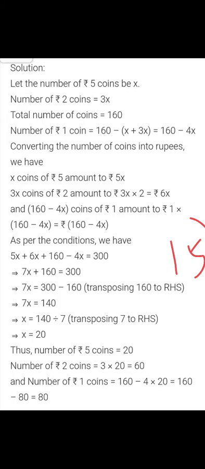Okay, so now first, the number of 2 rupee coins is 3 times the number of 5 rupee coins. We don't know the number of 5 rupee coins, so you assume it as x.